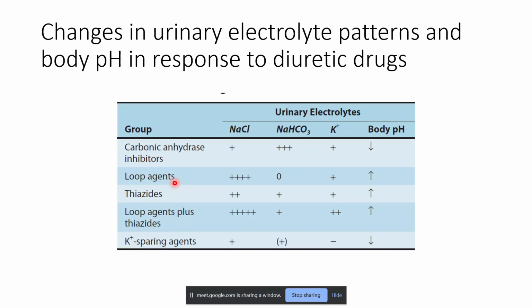And also they can be used together with the angiotensin converting enzyme inhibitors and also with hydralazine and minoxidil, because the latter drugs will lead to significant salt and water retention because of the vasodilation. So the direct vasodilators like hydralazine.